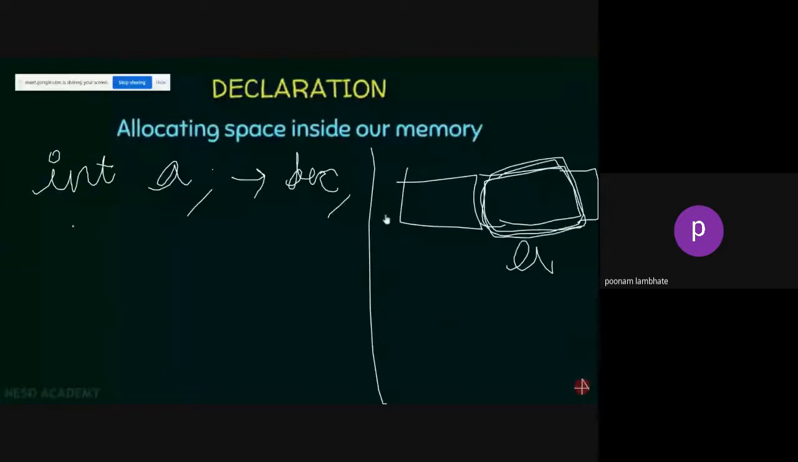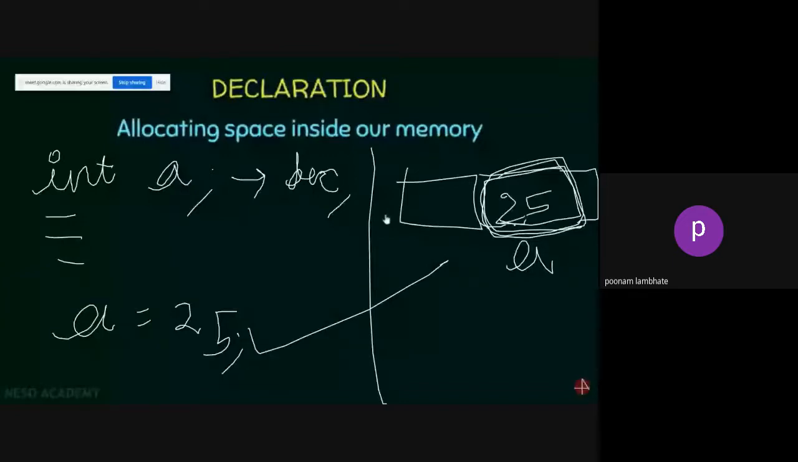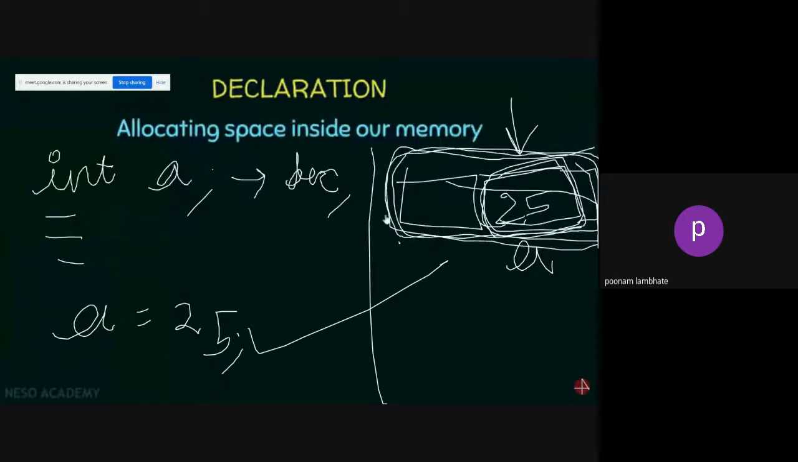Next, maybe after some lines of code, you are writing a equal to 25. When this line a equal to 25 gets executed, in this memory, 25 will get stored in the form of zeros and ones. Here also, not necessarily one block, maybe multiple blocks, right? Because a is an integer, it occupies 4 bytes, and each block is 1 byte, so 4 blocks will be reserved. Just for your convenience, I showed you 1 block, but this is an integer, so 4 bytes means 4 blocks. So 4 blocks will be reserved for a, and 25 will be stored in all these 4 blocks in the form of zeros and ones.